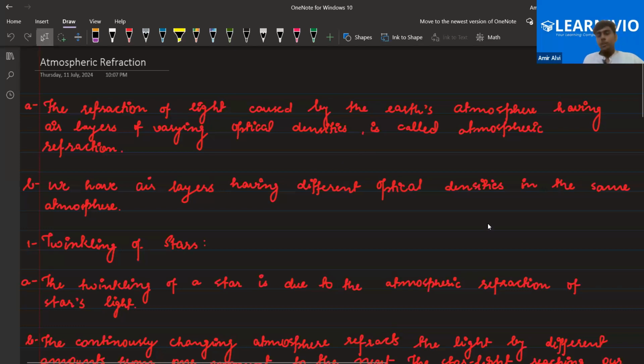The atmospheric refraction. From the name, it suggests that it is the refraction that is happening in the atmosphere, the Earth's atmosphere. Clear, everyone? The refraction of light caused by the Earth's atmosphere, having air layers of varying optical densities, is called atmospheric refraction. Due to the varying optical densities, refraction will happen, and that's why this is called atmospheric refraction.